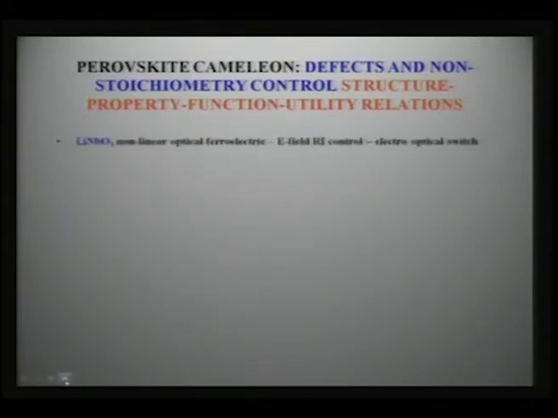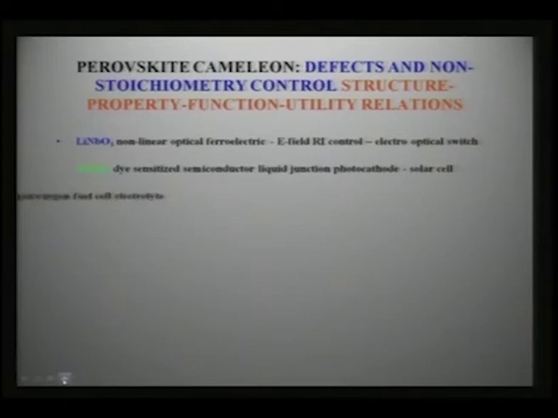There are classic examples of these perovskite compounds. One is lithium niobate, which is a nonlinear optical ferroelectric used in electro-optical switches. As you can see here, the perovskite lattice can still be maintained with a pentavalent niobium and a monovalent lithium. Still they can stabilize an ABO3 type of structure, or this can be divalent and tetravalent cations, strontium titanium. These are dye-sensitized semiconductors used in solar cells, SrTiO3.